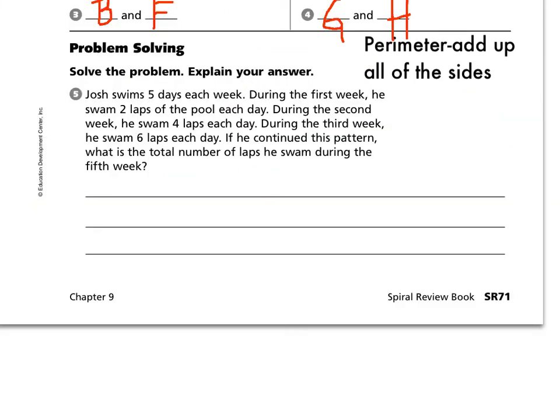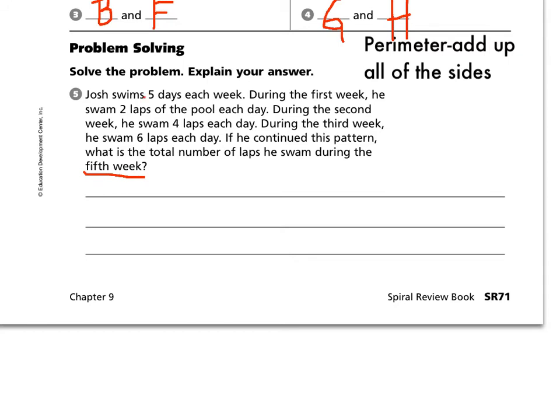Look at problem solving where Josh swims 5 days each week. During the first week, he swam 2 laps of the pool each day. The second week, he swam 4 laps each day. During the third week, he swam 6 laps each day. If he continued this pattern, what is the total number of laps he would swim during the 5th week?